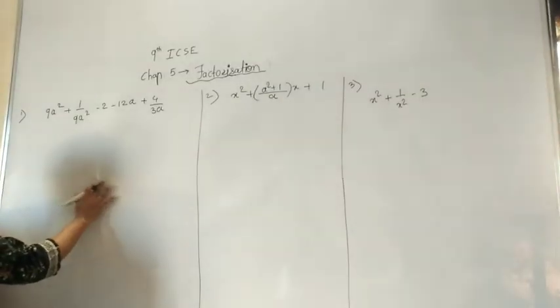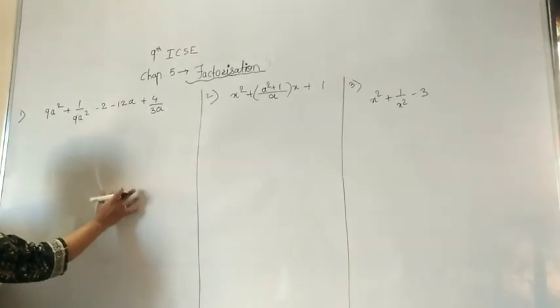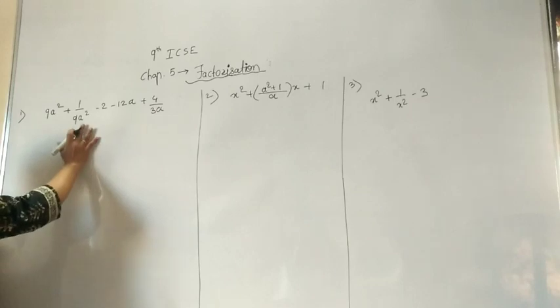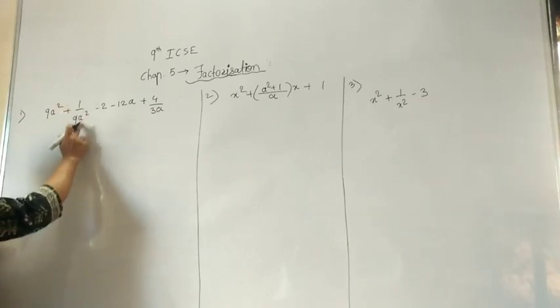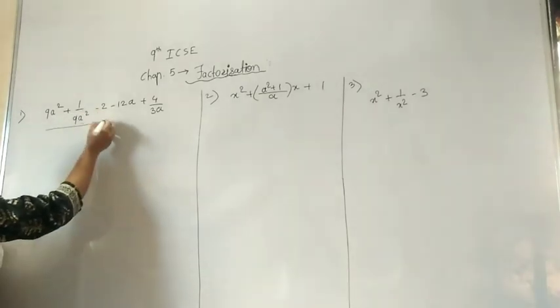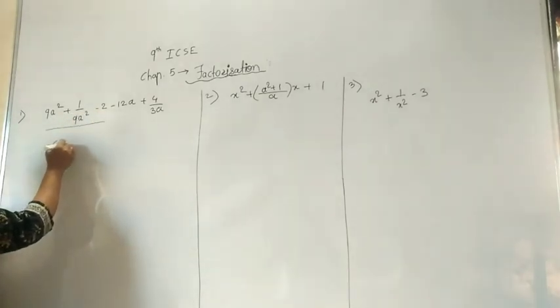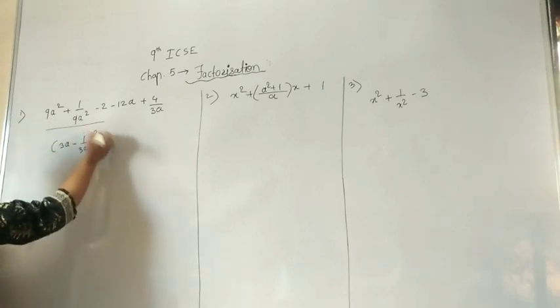Now we will solve these problems which are based on type 1 to 5, which we have solved earlier. Now look at this question. This question is 9a square plus 1 upon 9a square minus 2. Up till here, this whole is the expansion of 3a minus 1 upon 3a bracket square.